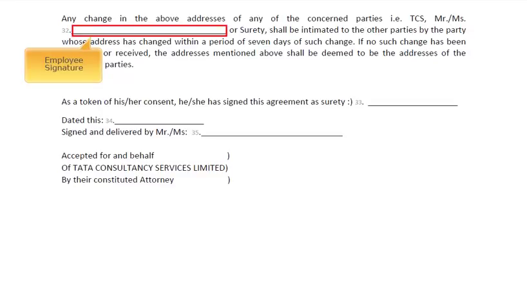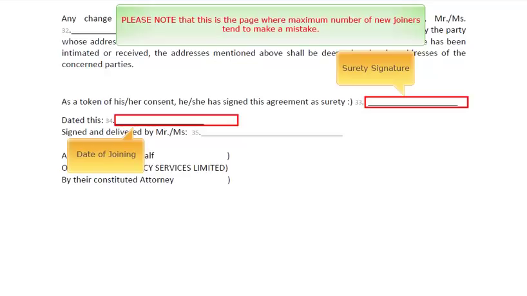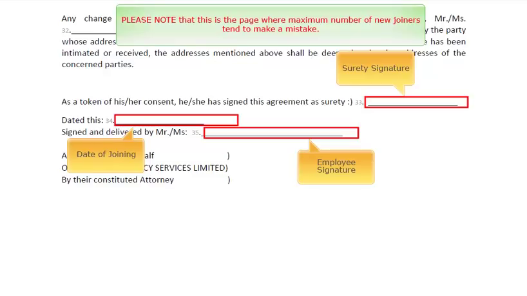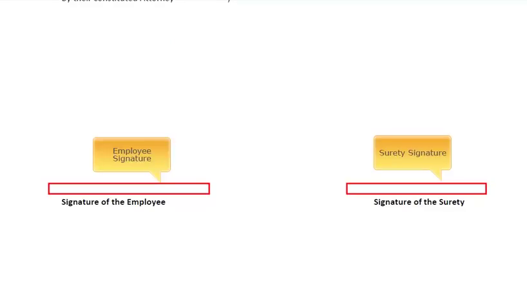Write your name in blank 32. Please note that this is the page where maximum number of new joiners tend to make a mistake. Most employees make a mistake with blank 33. Remember, blank 33 should hold your surety's signature, and blank 34 the date of your joining. And in blank 35 you have to sign. At the bottom of page 5, both you and your surety have to sign.